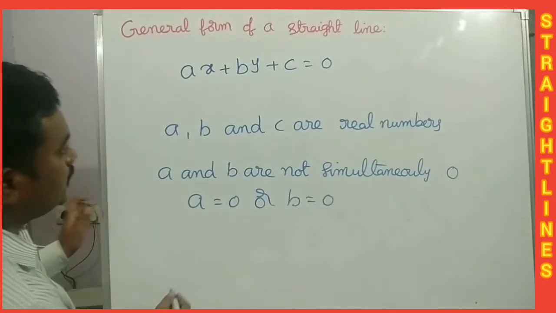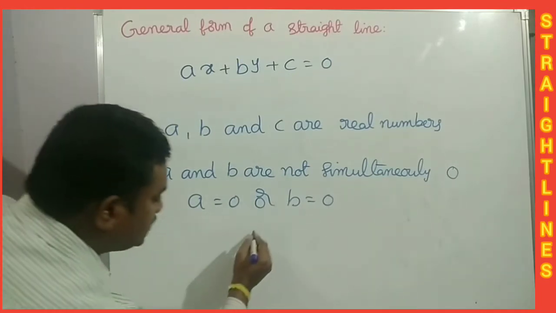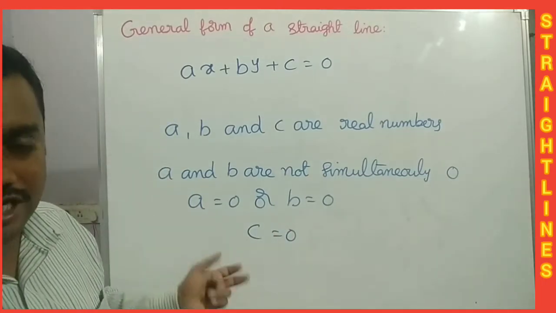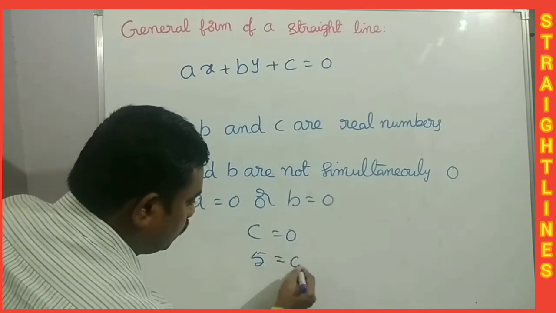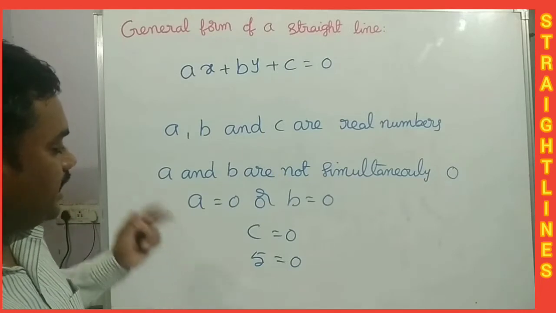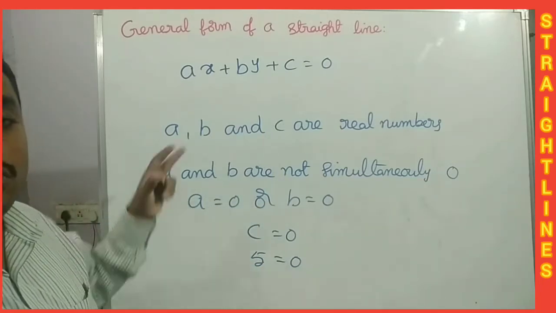That meaning is, suppose if a equal to 0, b equal to 0, then what we are getting? C equal to 0. For example, C value is constant, C is 5 or 2. Taking 5, 5 equal to 0, which is not possible. That's why either A equal to 0 or B equal to 0. Both are not equal to 0.